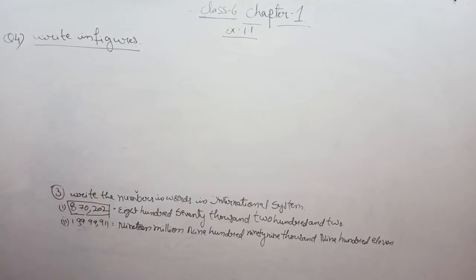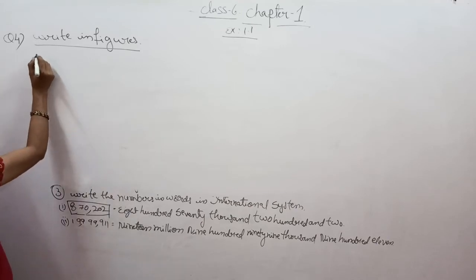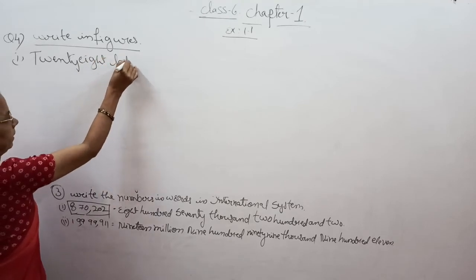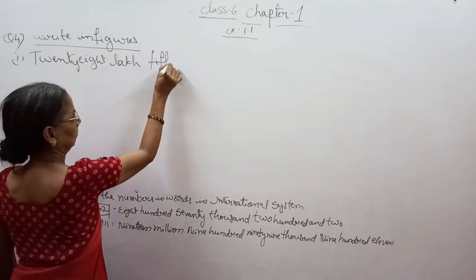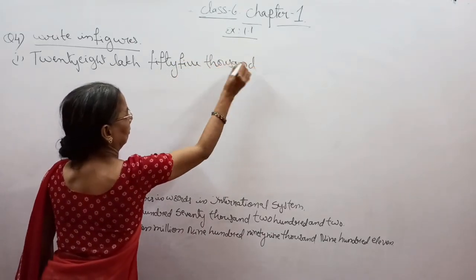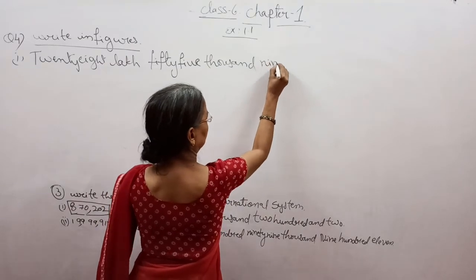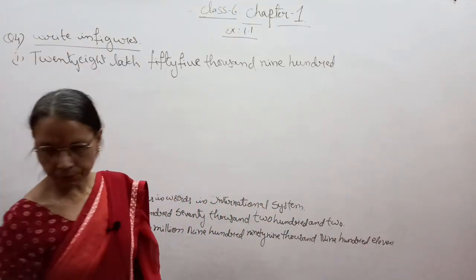The first question is 28 lakh 55,987. That is 28 lakh, 28 lakh, 55,000, 900, 987.